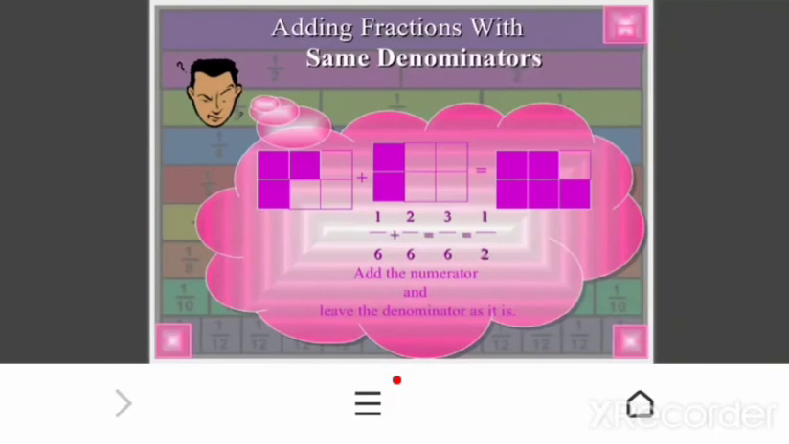Now children, adding fractions with the same denominator. First we shall understand how to add like fractions. Now children, if you look at the screen, 1/6 plus 2/6, both are like fractions. So what will you do? Add the numerators. Simply 1 plus 2 equals 3, and you will get the answer, that is 3/6, and convert it into the lowest term. So children, your answer will be 1/2. So this is the adding of like fractions.